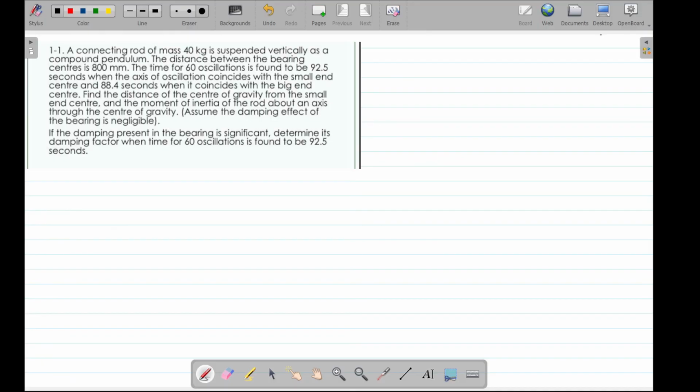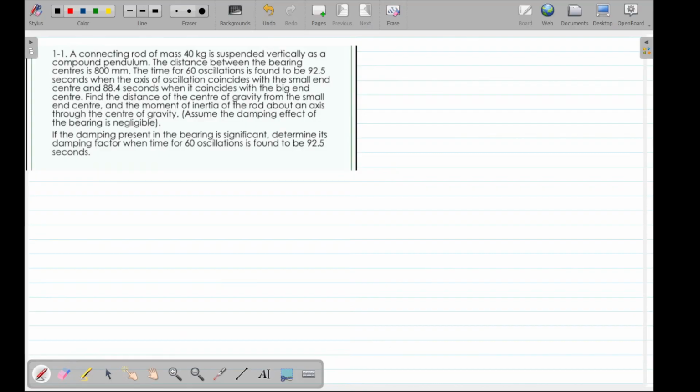Also, if the damping present in the bearing is significant, determine its damping factor, when the time for 60 oscillations is found to be 92.5 seconds. So in this problem, the connecting rod is of mass 40 kg. So the mass is 40 kg. The distance between the bearing centers is 800 mm.